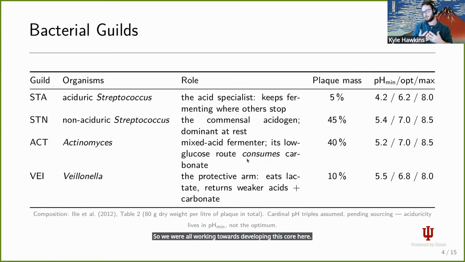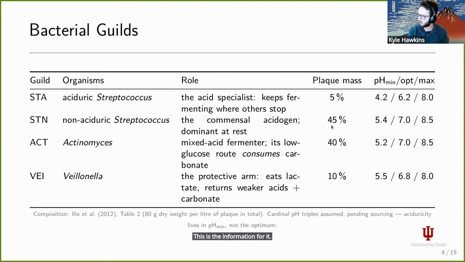As far as the bacteria goes, these are the ones that we chose to model. This is from a paper by Ely et al., and they did a one-dimensional model of how these different bacterial guilds affect pH dynamics with a glucose impulse. So this is the information for it.